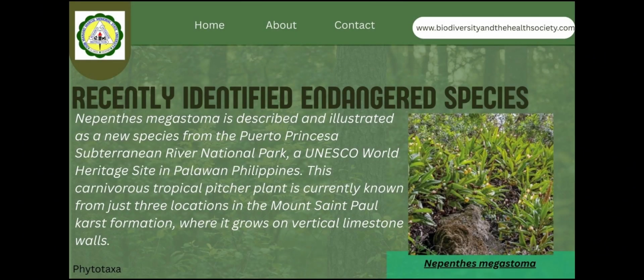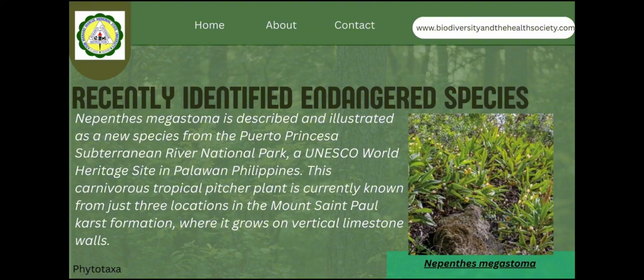Next is the Nepenthes megastoma, which is described as a new species from Puerto Princesa Subterranean River National Park. This carnivorous tropical pitcher plant is currently known from just 3 locations in the Mount St. Paul Karst Formation, where it grows on vertical limestone walls. It is assessed as critically endangered under the IUCN Red List criteria, based on its restriction to 3 subpopulations comprising few total individuals.